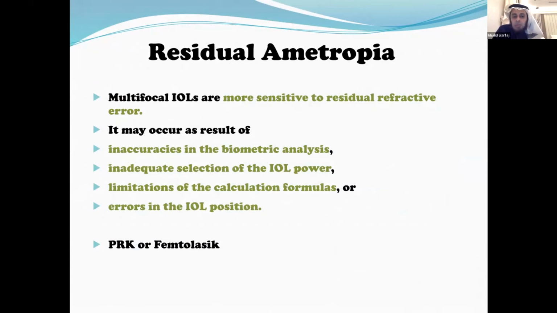Residual ametropia is also there, and it might result from inaccuracy of the biometric analysis, inadequate selection of IOL power, limitation of the calculation formula, and I like the Barrett formula. It enhanced the results very much. There may also be some error in IOL position, and sometimes IOL exchange or aligning the axis of the toric lenses might help. And if not, corneal refractive surgery like PRK or femtoLASIK might help in these cases.